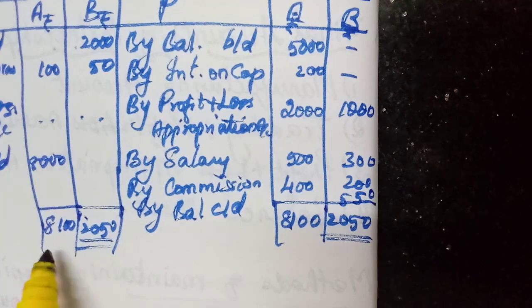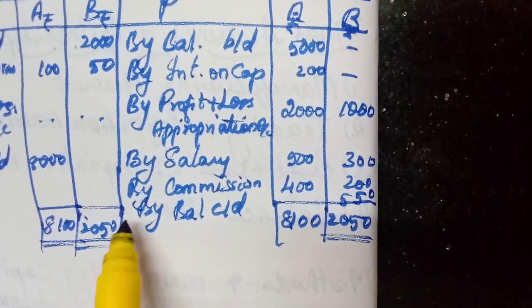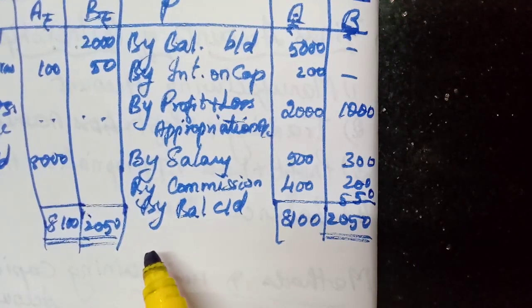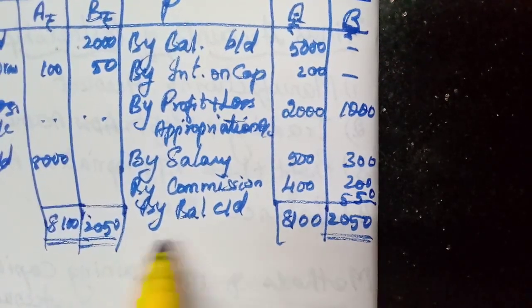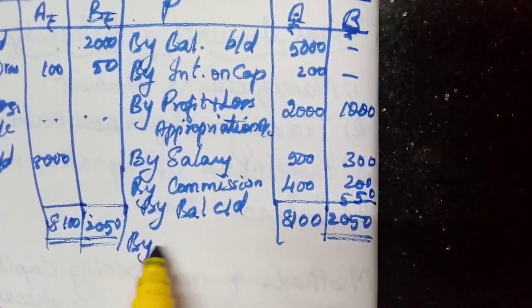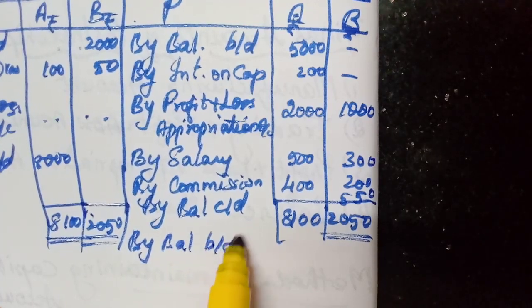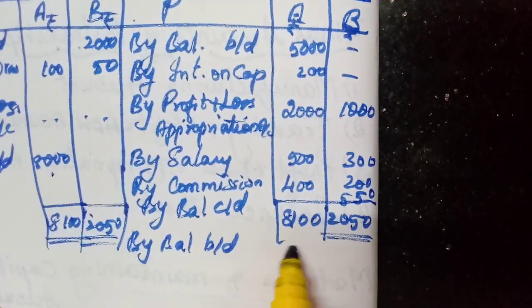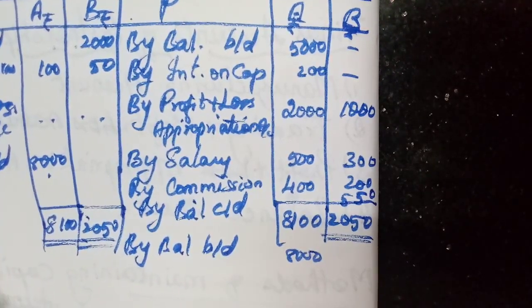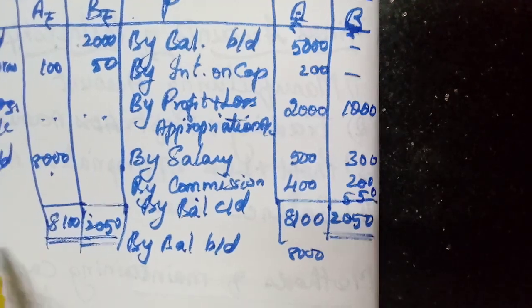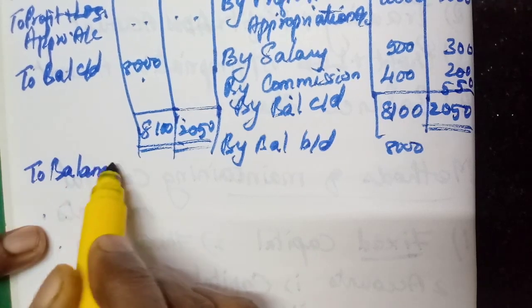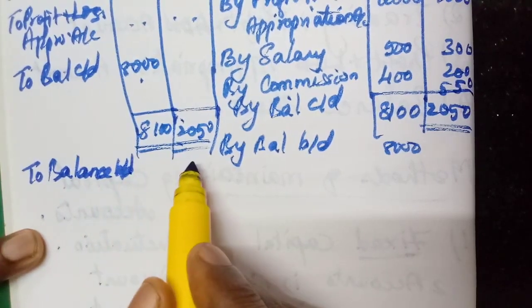Then you should write the opening balance next. Date also will be given sometime. If date is given, we have to write the date also before particulars. Then by balance brought down. Which one? This one, A, 8,000. Here, this one should be brought here in next year, next day. To balance brought down, how much? 550.